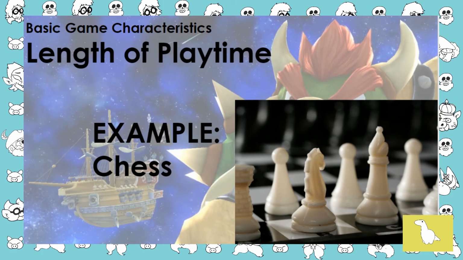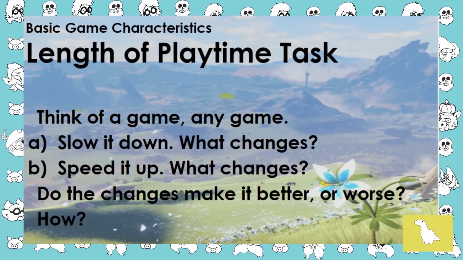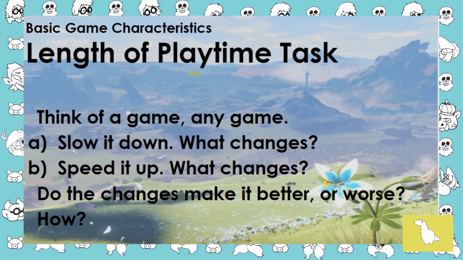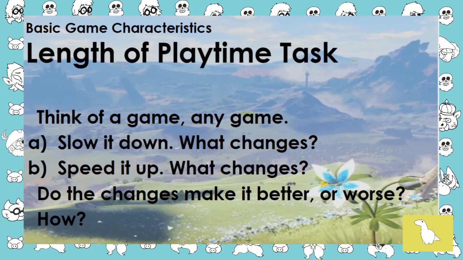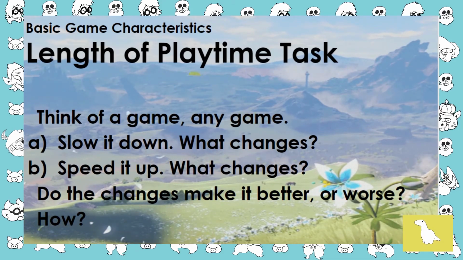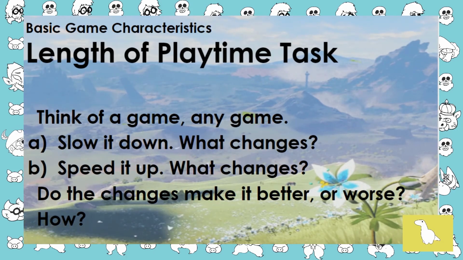Anyway, for your first task on this, what I'd like you to do is think of a game, any game, so video game, board game, I don't mind what it is, and just slow it down and speed it up. What changes in those scenarios? Do the changes make it better? Do they make it worse? How does that happen? Is it a good idea? Would the audience find it more pleasing? It's a really interesting little take, and it just gets you thinking about how length of playtime affects things.